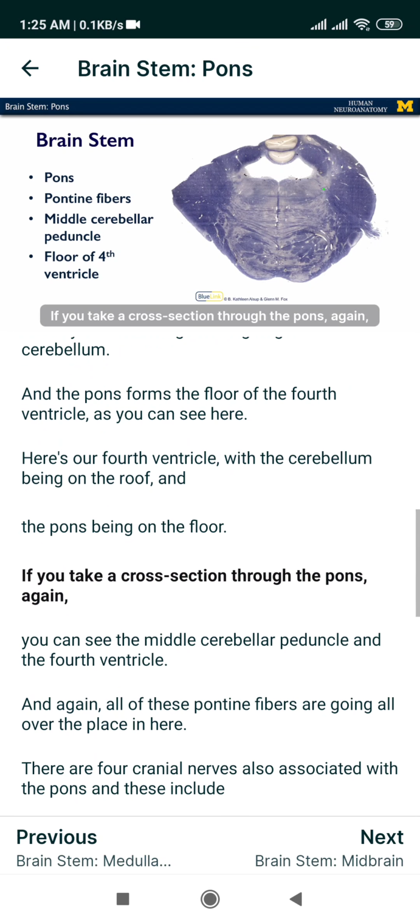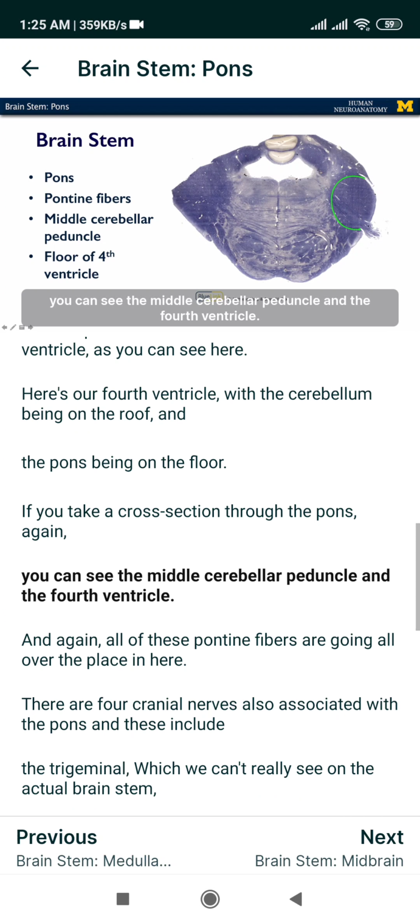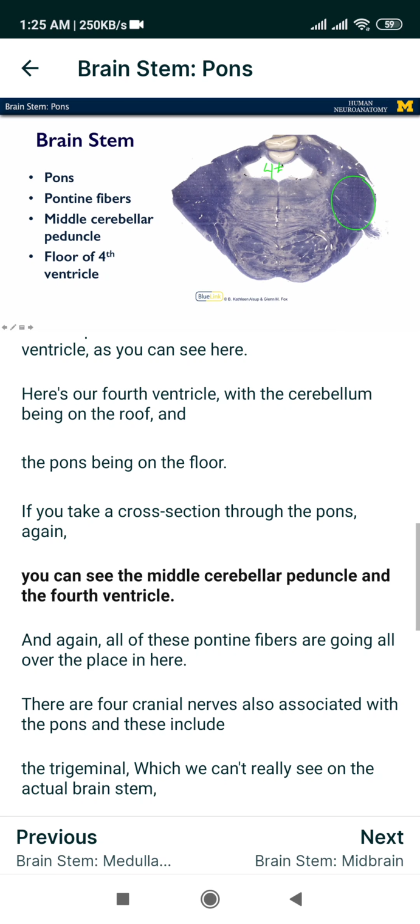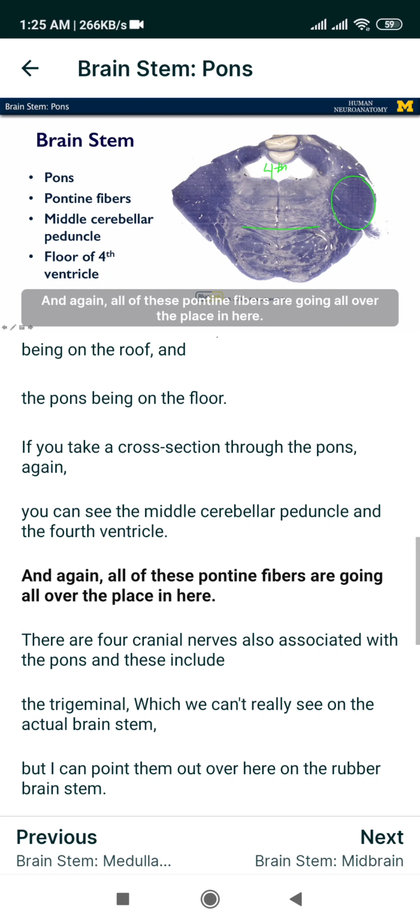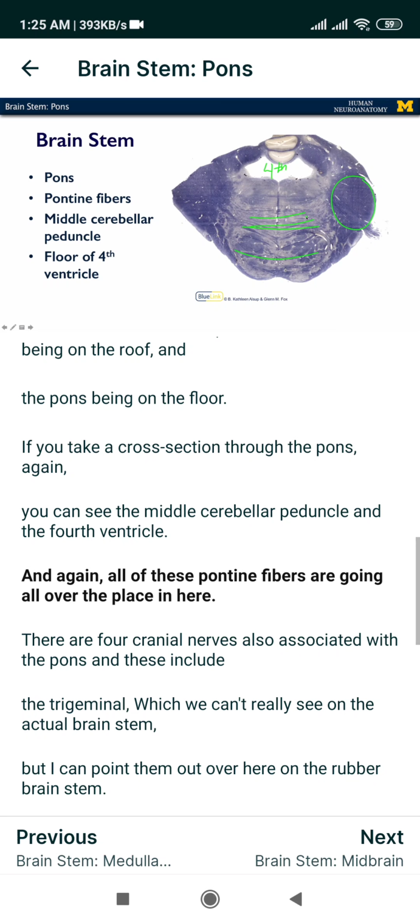If you take a cross section through the pons, again, you can see the middle cerebellar peduncle and the 4th ventricle. And again, all of these pontine fibers are going all over the place in here.